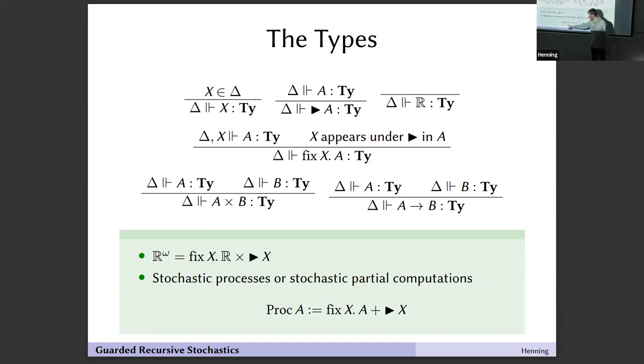Whenever you have a process like this, you may get something in A, but you may also not. Then in the semantics, you actually get probability distributions over those partial computations. We will look at some examples for that. For example, the geometric distribution.